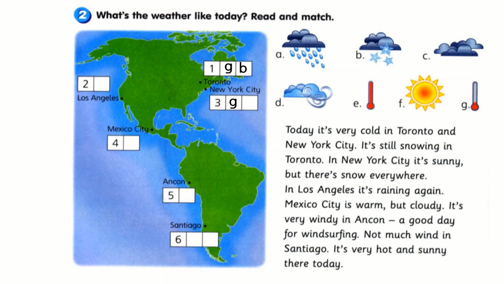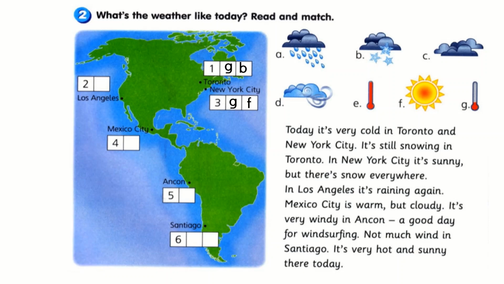Let's continue looking at the text. In New York City, it's sunny, but there's snow everywhere. So, sunny. Which letter shows that it's sunny? It's F. So let's fill in New York City, the second blank, with F.